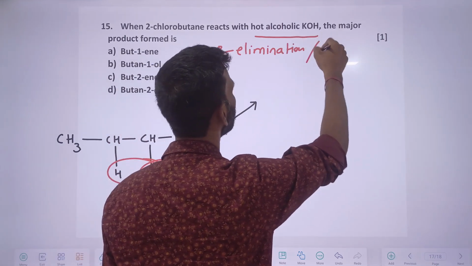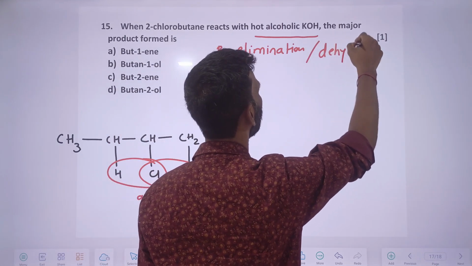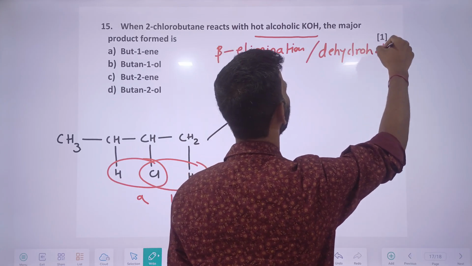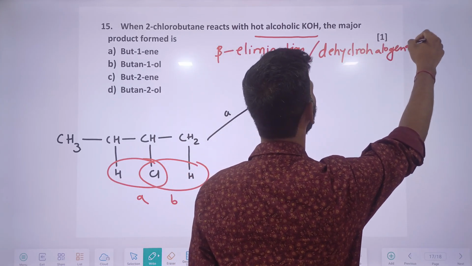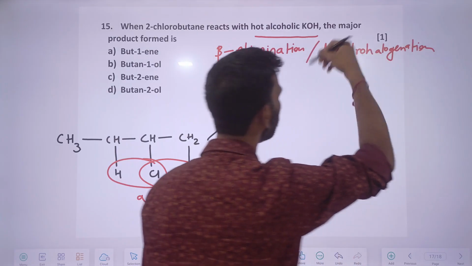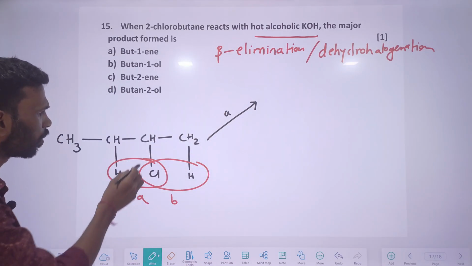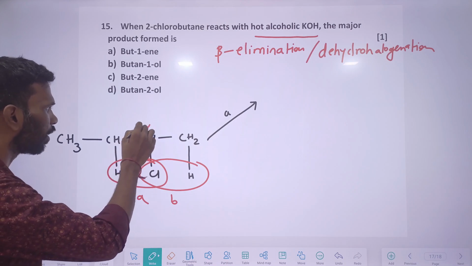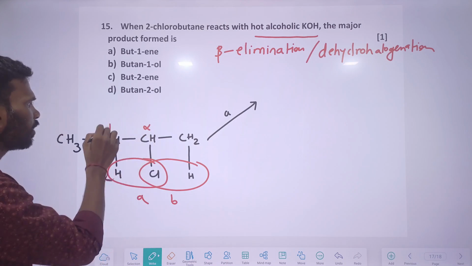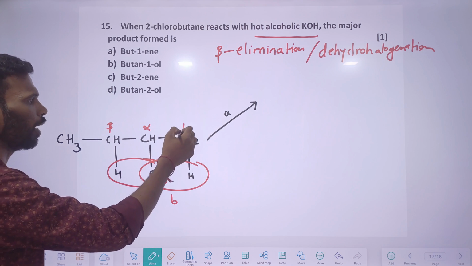or also known as dehydrohalogenation. Now the reason for dehydrohalogenation: removal of the hydrogen and halogen. Beta, why? Because this is the carbon where the halide is attached, this is alpha, this is beta. We are removing the beta hydrogens first.